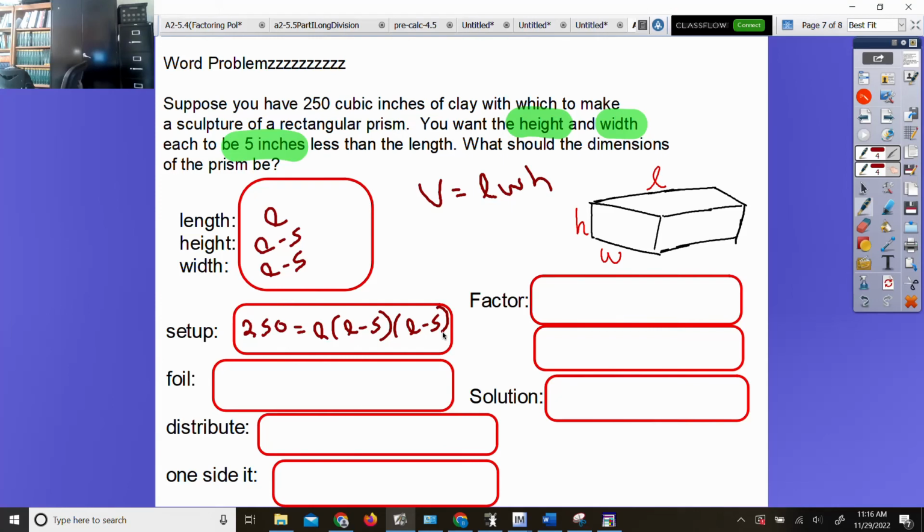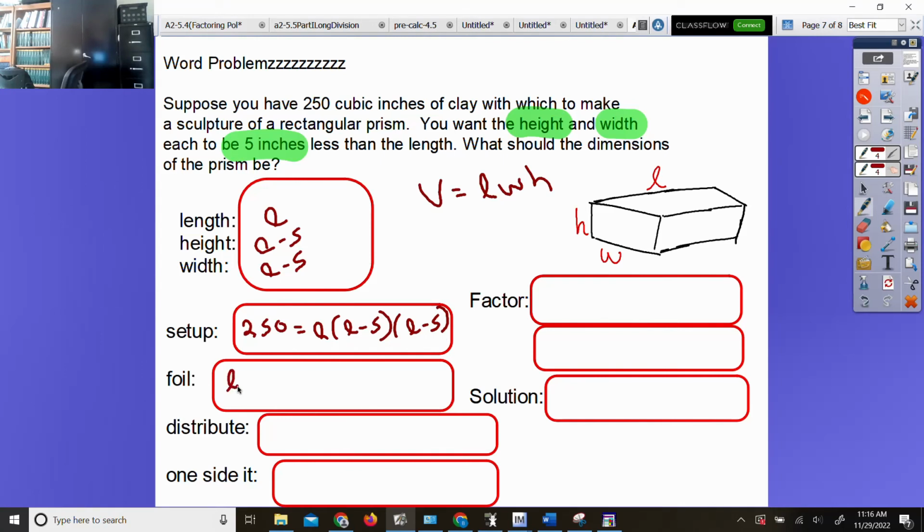We'll worry about that in a little bit. Slow progression here. I have a hint here, the next suggestion is to FOIL. What are you going to FOIL? L times L minus 5, or L minus 5 times L minus 5? The second one. What is L minus 5 times L minus 5?